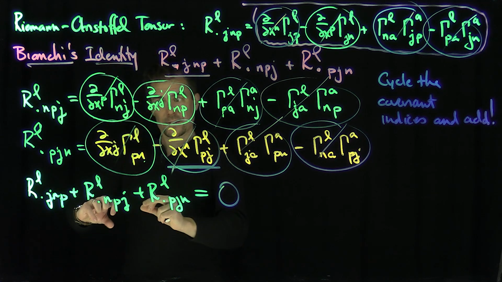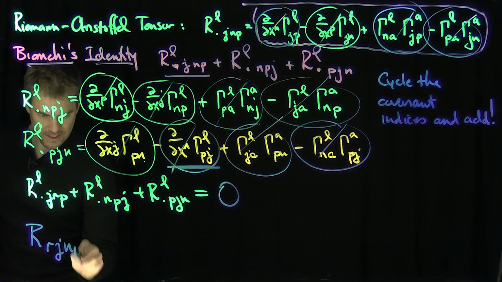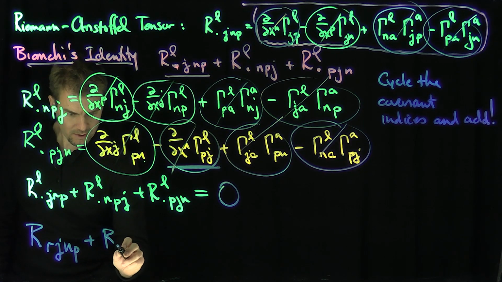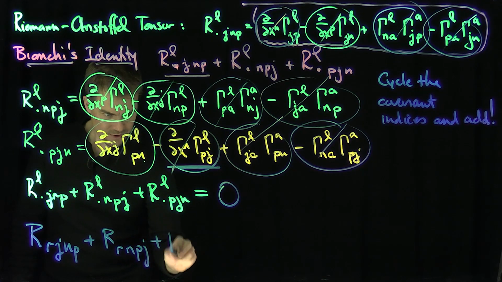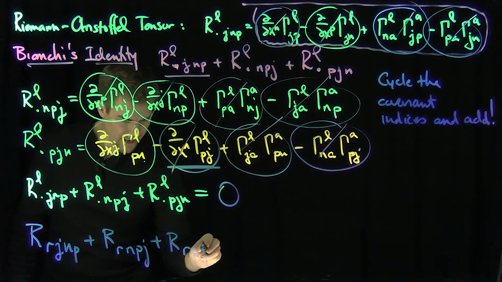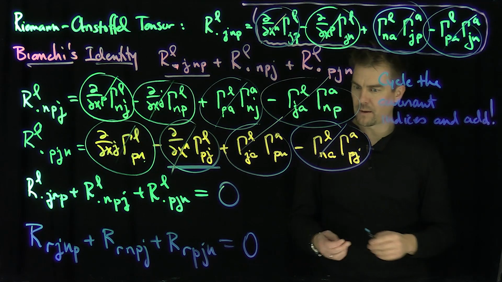And now I can trace this over here. If I trace this, I can conclude that R of R, J, N, P plus R of R, N, P, J plus R of R, P, N, J is equal to 0 by tracing that equation over there. And that's the all-covariant Bianchi identity.